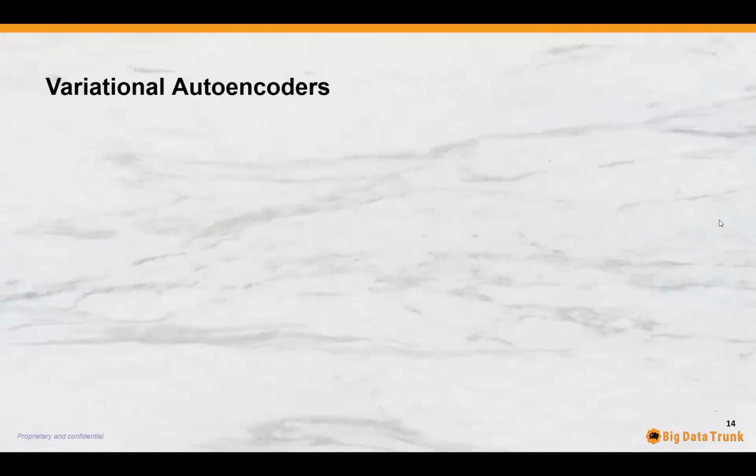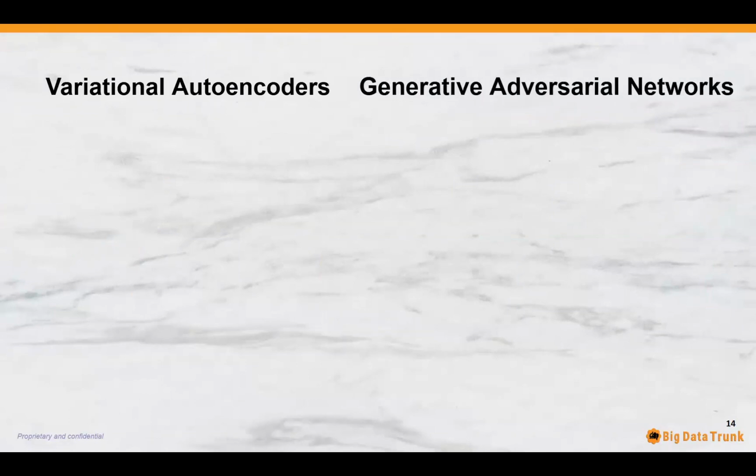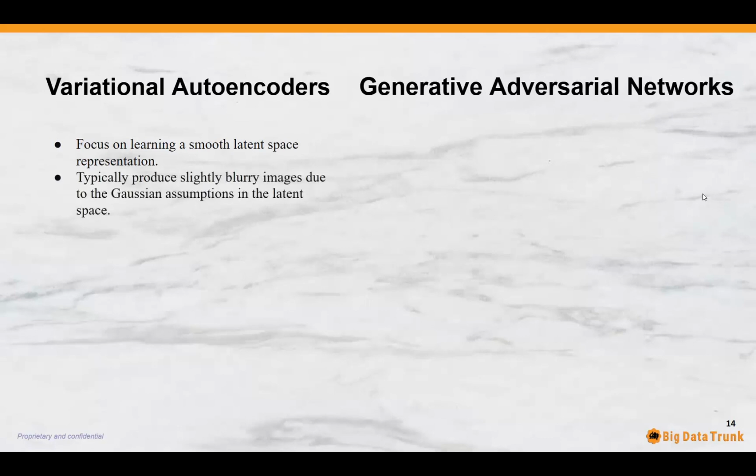Now, let us understand the types of generative models. We have the main two types: variational autoencoders, that is the VAEs, and the generative adversarial networks, that is GANs. Usually the differences lie like this. Variational autoencoders focus on learning a smooth latent space representation. I will be telling you what latent space is in later classes. They typically produce slightly blurry images due to the Gaussian assumptions we have in the latent space. We need to give a proper assumption value to them, and the nearer they are to the assumption, the better your images.